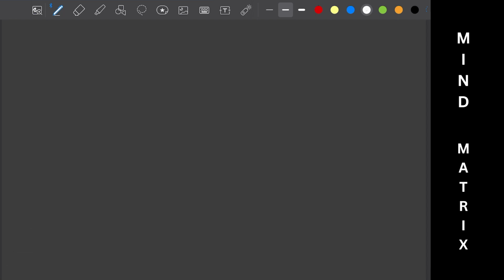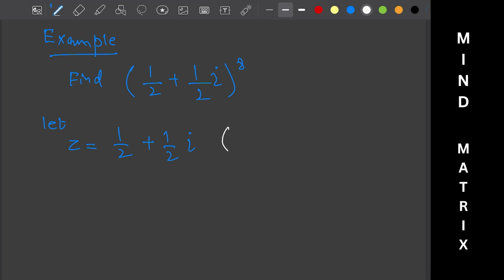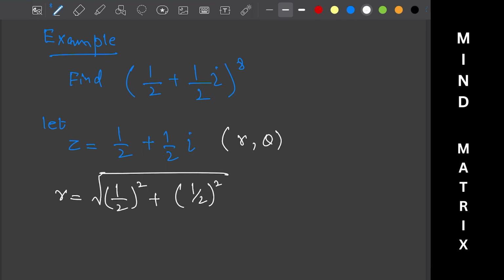So we have a question, let me write it here. Example: find (1/2 + 1/2 i)^8. We need to find the solution of this problem. So let's say we have z equals 1/2 + 1/2 i. Now we need to find r and θ of this problem first. So from here we have r equals the square root of (real part of z squared plus imaginary part of z squared). So the value of r comes out to be root 2 over 2. This is the value of r.